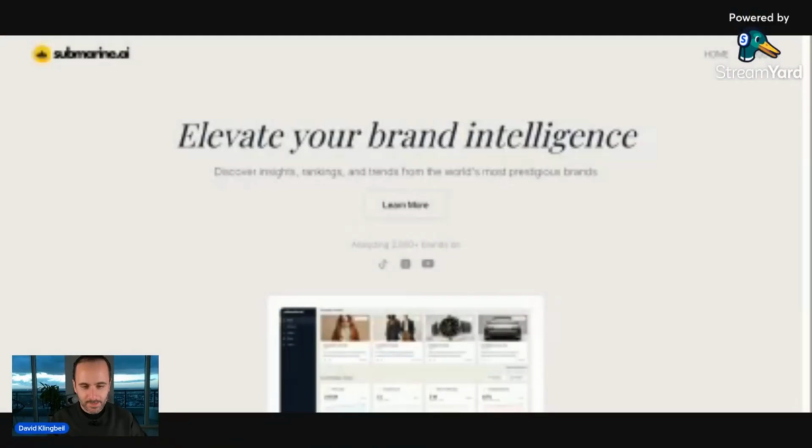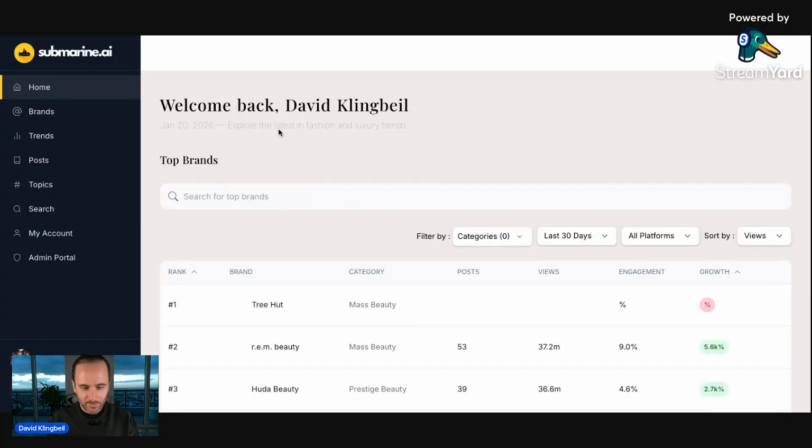So without further ado, let's switch to this other tab. Here I'm switching to Submarine AI, which is the tool that I've created and that analyzes the content of 2,600 luxury beauty and fashion brands on TikTok, Instagram, and YouTube. It helps luxury brands, luxury marketers and executives to identify trends and insights. So here, I'm going to enter Submarine. I'm already logged in, obviously.